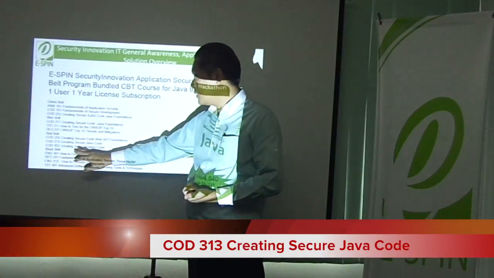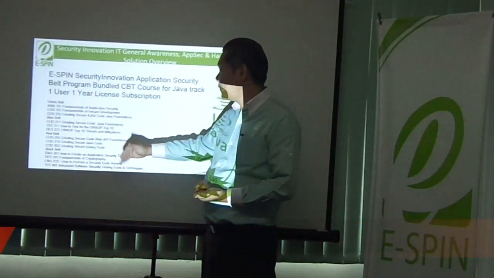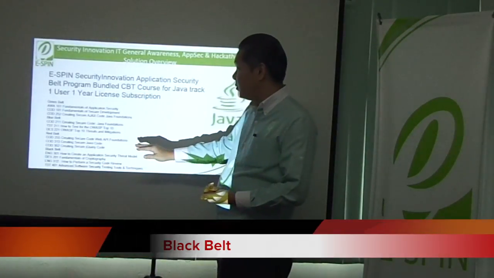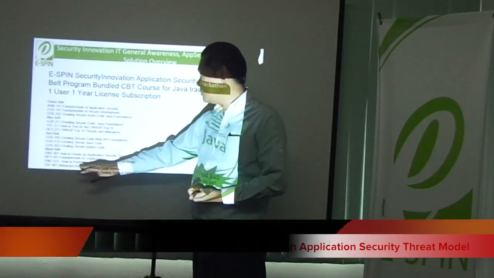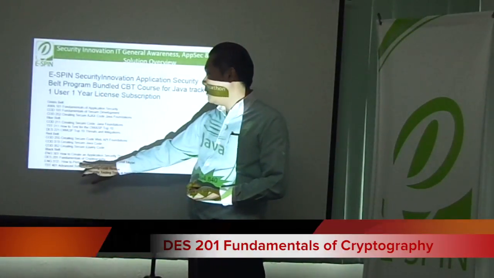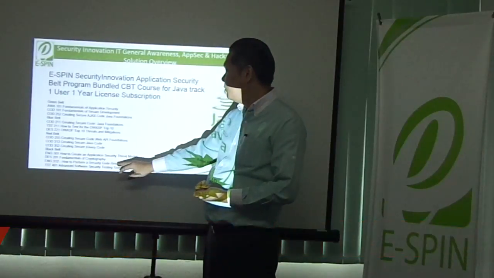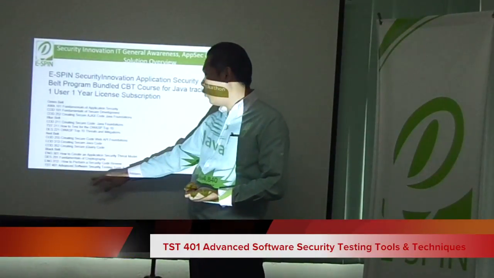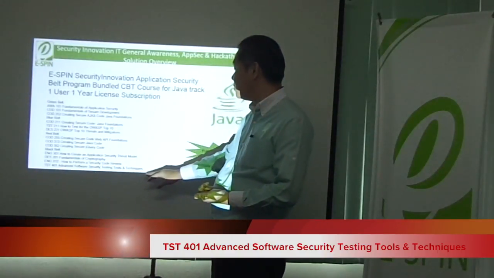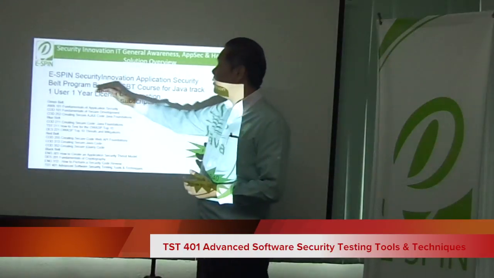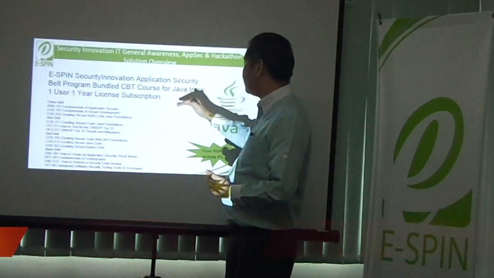Then we will have create secure Java code, creating secure jQuery code, and then to the black build, we have how to create an application security threat model, foundation of cryptography, and then how to perform a secure code review, and software security testing tool and technique in one single build program bundle. This is for the Java track.